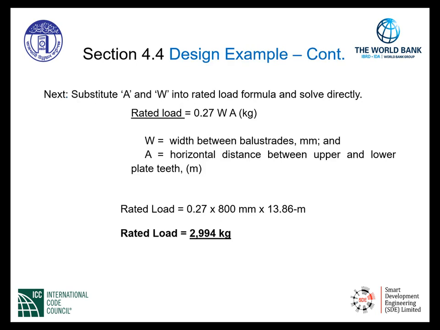The next step is to substitute A and W into the rated load formula and solve directly. Our rated load formula, as we recall, is 0.27 times W times A. We introduce those values into our rated load formula and set that equal to 0.27 times 800 millimeters times 13.86 meters. Therefore, our rated load equates to 2,994 kilograms.